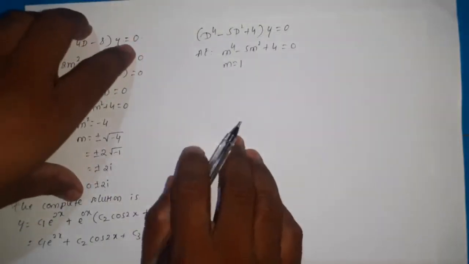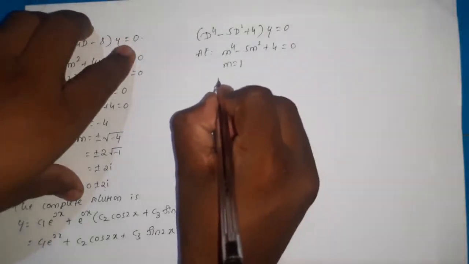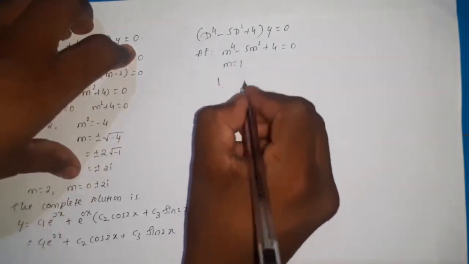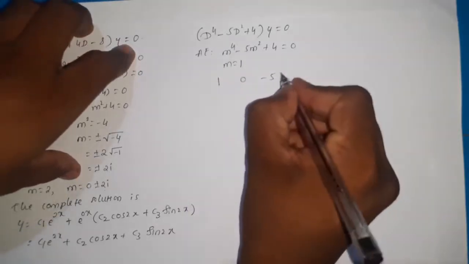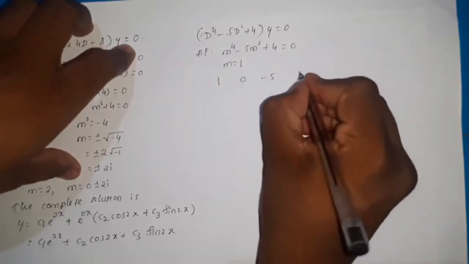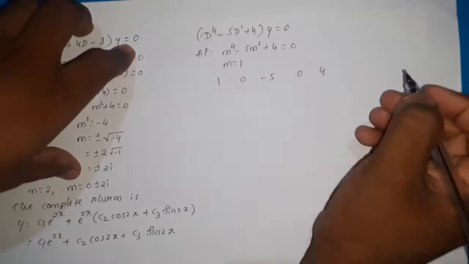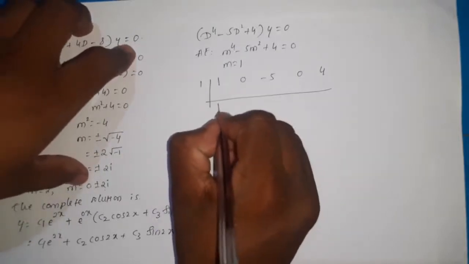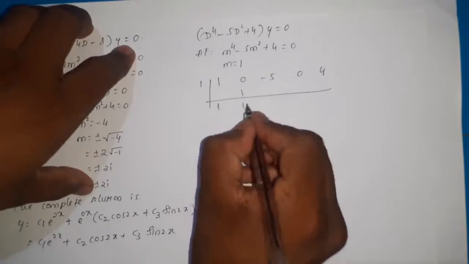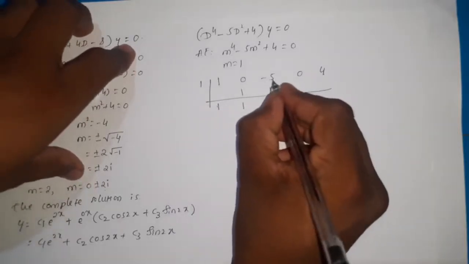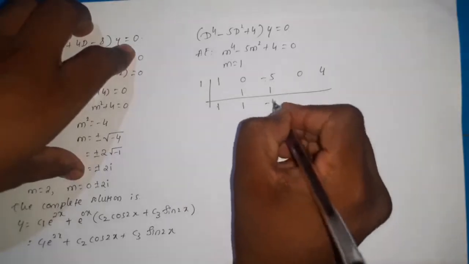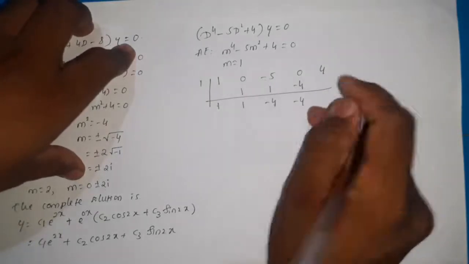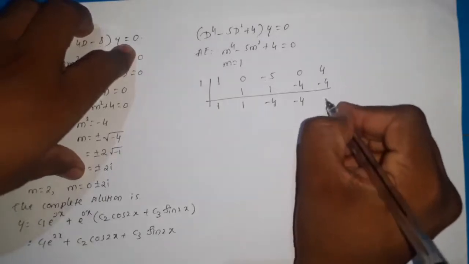Now, using synthetic division, write the coefficients: 1, which is the coefficient of m^4, then m^3, here there is no m^3 so its coefficient is 0, then m^2 is -5, and there is no m, so again its coefficient is 0, then the constant term is 4. Considering the first root, which is 1: 1 as it is, 1 into 1 is 1, 0 plus 1 is 1, 1 into 1 is again 1, -5 plus 1 is -4. So -4 into 1 is -4, 0 plus -4 is -4, then -4 into 1 is -4, 4 minus 4 is 0.